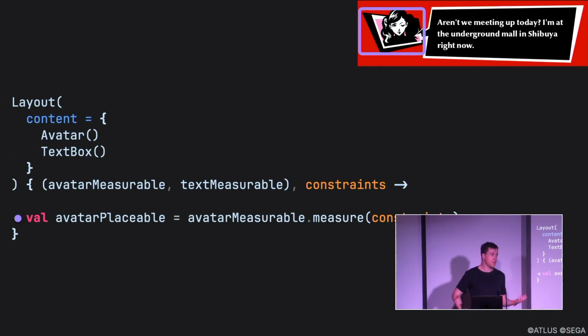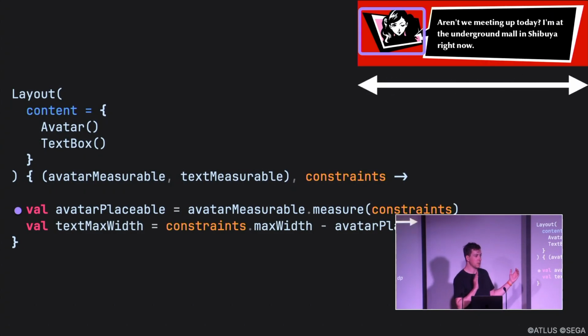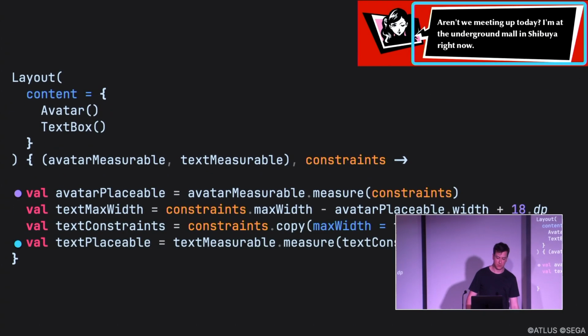Let's get our placeables. I'm going to call measure on the avatar. It doesn't need anything custom done for it. It's just going to be as big as it's going to be. The text box, however, we need to do some measuring. We actually need to take into account what is the whole width we have available to us, but then minus whatever the avatar decided its width was, but then add back in a certain amount of overlap to get the perfect kind of size. Once we've got that size, then it's easy for us to update some constraints, measure the measurable, get the placeable.